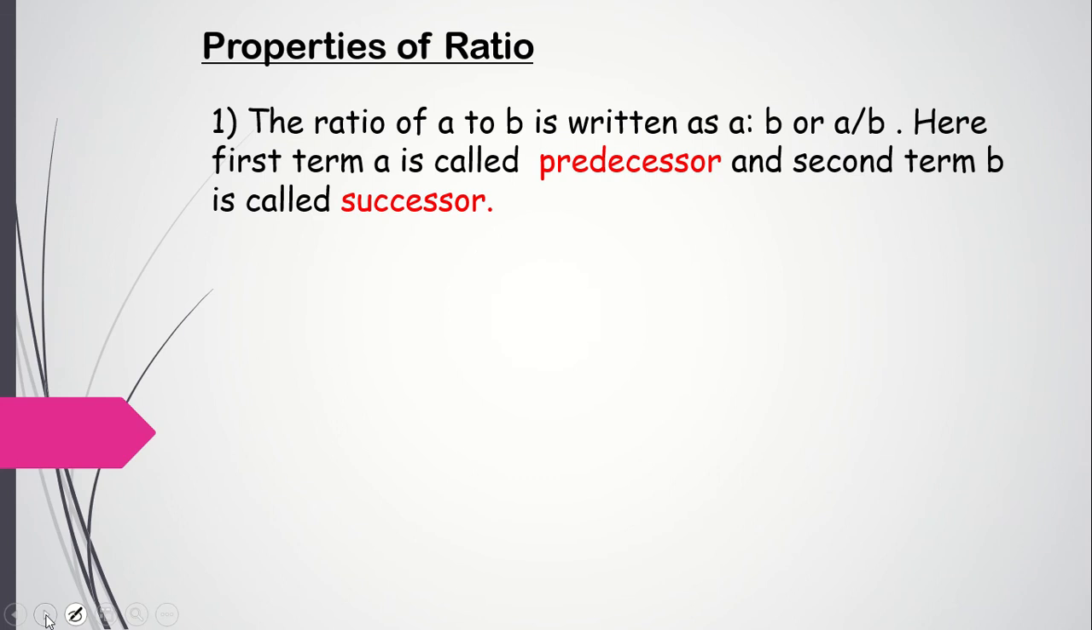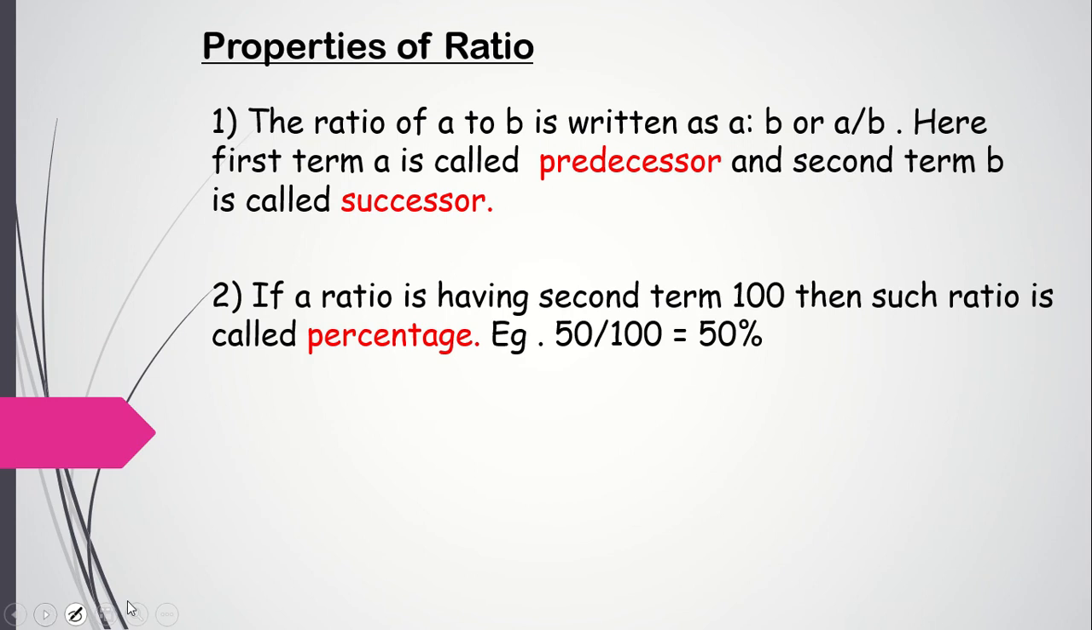The ratio of A to B is written as A is to B. It is read as A is to B or A upon B. Here the first term A is called the predecessor and the second term B is called the successor.